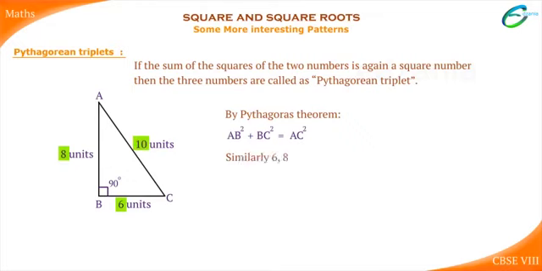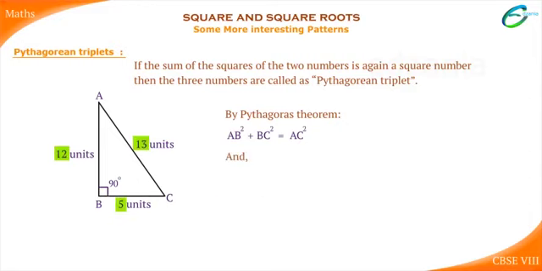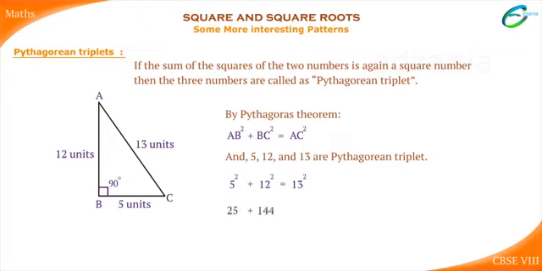Similarly, 6, 8 and 10 are a Pythagorean triplet. 6 square plus 8 square is equal to 10 square. 36 plus 64 is equal to 100. 100 is equal to 100. And again, 5, 12 and 13 are a Pythagorean triplet. 5 square plus 12 square is equal to 13 square. 25 plus 144 is equal to 169. 169 equal to 169.